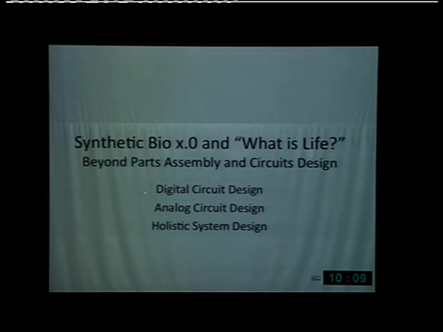Now we have well-developed digital circuit design methods, and recently Tim C. Lu has developed analog circuit design. We found that analog circuit design is much better than digital circuit design, and analog circuit design is much more common than digital circuit design in biological systems. And moreover, maybe we finally can make a holistic system design, and it will be much better than both of them.